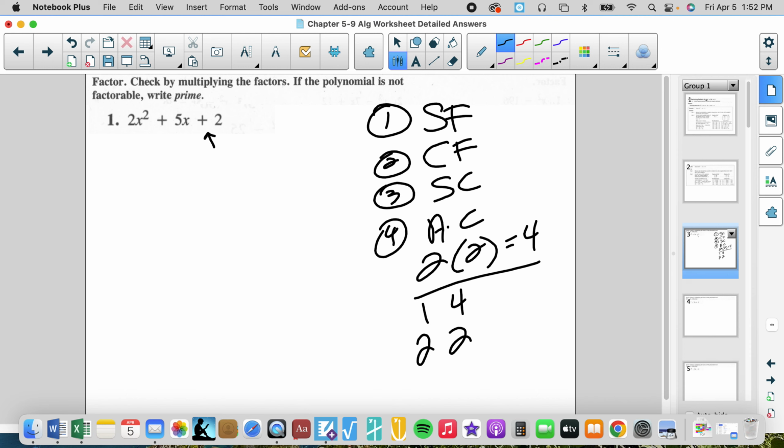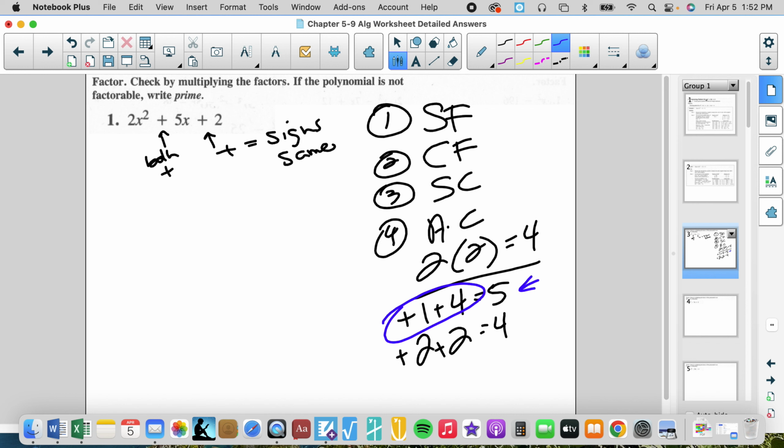Signs are the same. Positive means signs are the same. They're either both positive or both negative. We look here and we see that both are positive. So we go positive, positive, positive, positive. That gives us 5. This gives us 4. Which one of those is equal to our middle? So that is our outside and inside. We're going to rewrite our trinomial into a polynomial. Plus x plus 4x plus 2.